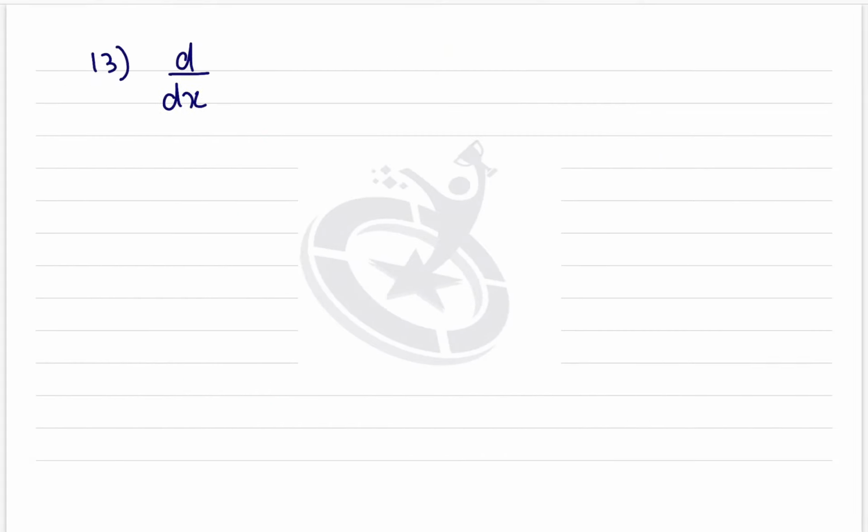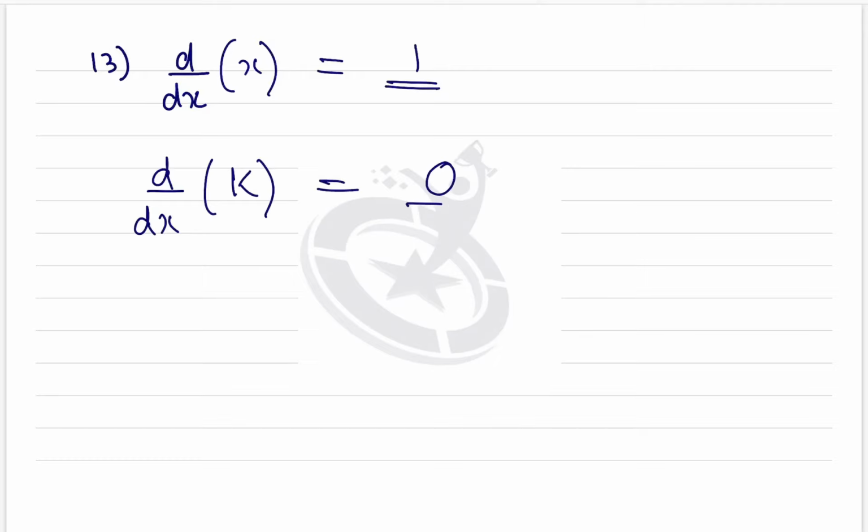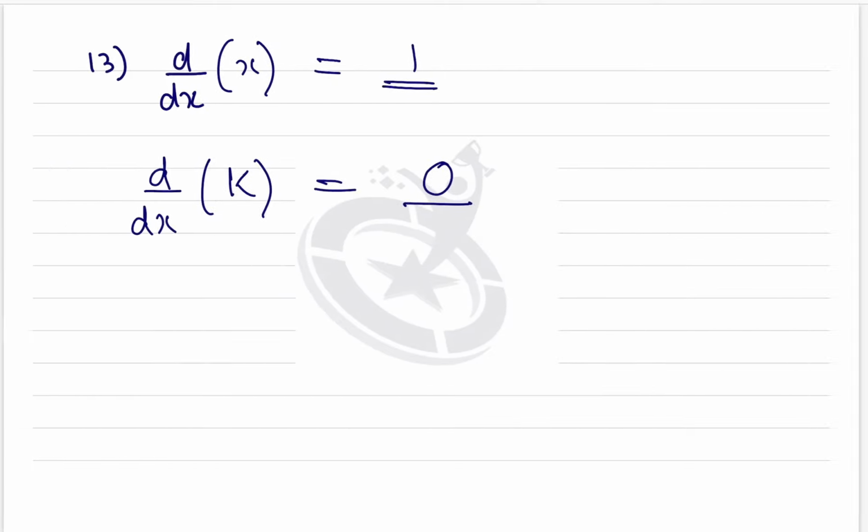Clear? The next formula was the derivative of x. The derivative of x was 1, right? Now, instead of x you put f of x, it's going to be 1 into f dash x. I mean 1 into the derivative of f of x. We don't write that rule in terms of a composite function. The next formula is the derivative of any constant. The derivative of a constant was 0. Here there is no x at all, right?